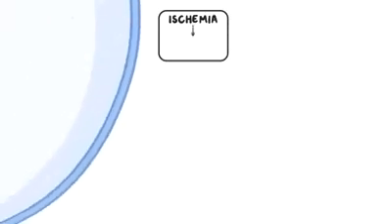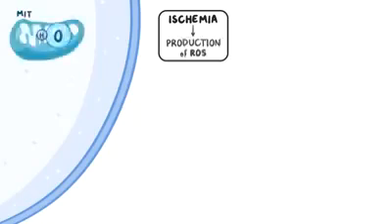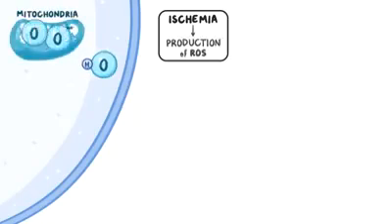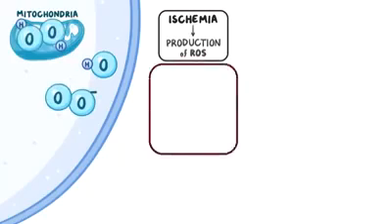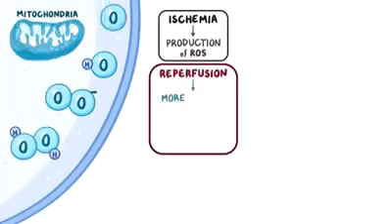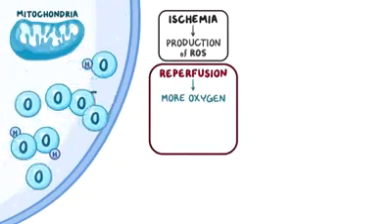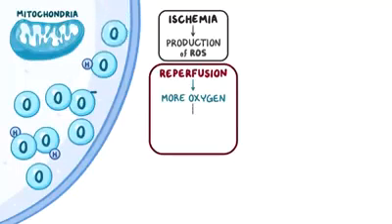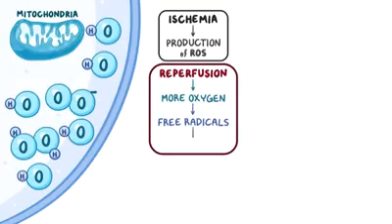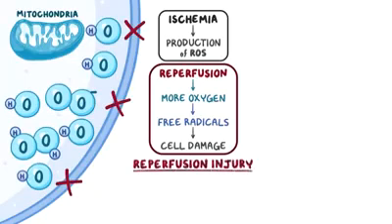Free radicals are also produced following ischemia, or reduced blood flow to an organ or tissue. At a cellular level, ischemic injury can lead to the production of reactive oxygen species by the mitochondria. If blood flow returns to the ischemic tissue, it's called reperfusion, and it brings more oxygen. Unfortunately though, all this oxygen reacts with the pre-existing free radicals to form more, causing more cell damage. This is called reperfusion injury.